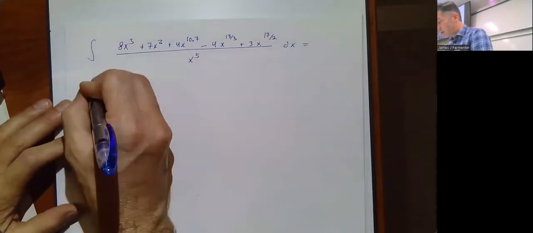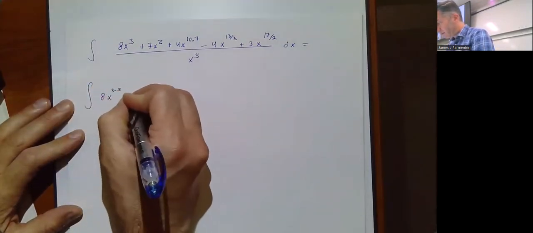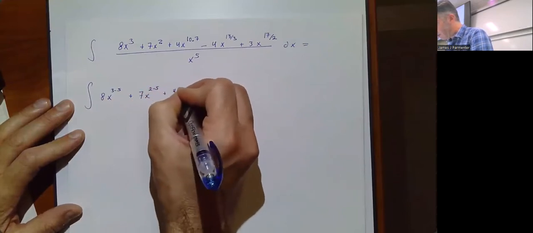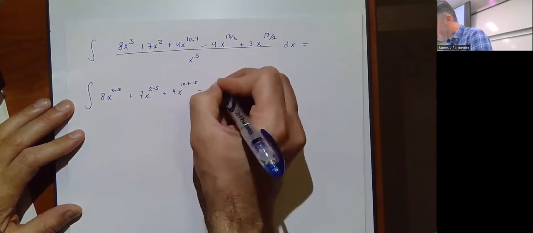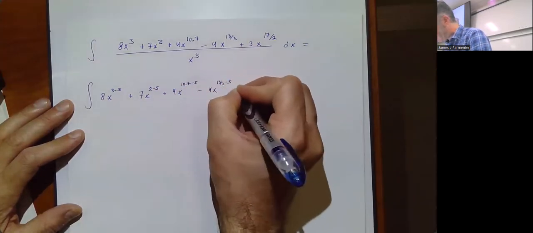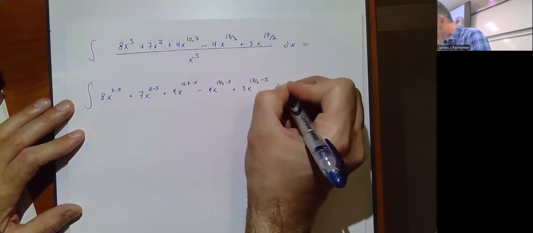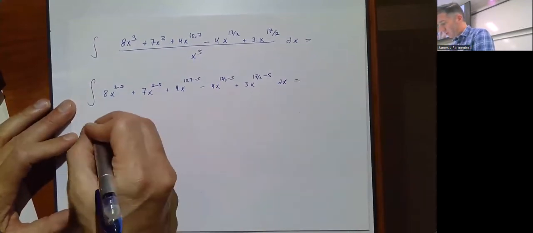You could write this as the integral of 8 times x to the 3 minus 5 plus 7 times x to the 2 minus 5 plus 4 times x to the 10.7 minus 5 minus 4 times x to the 13 thirds minus 5 plus 3 times x to the 17 halves minus 5. So fun. And then we actually do the subtraction.